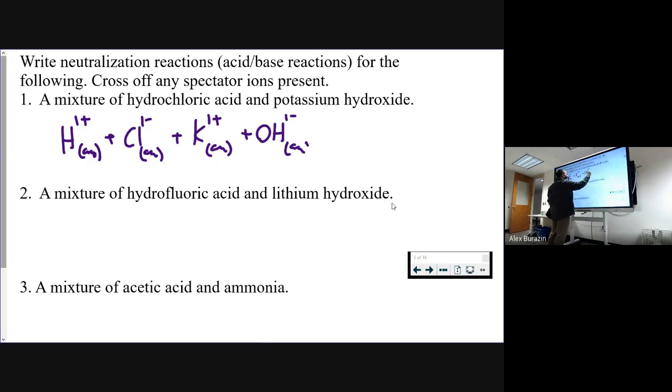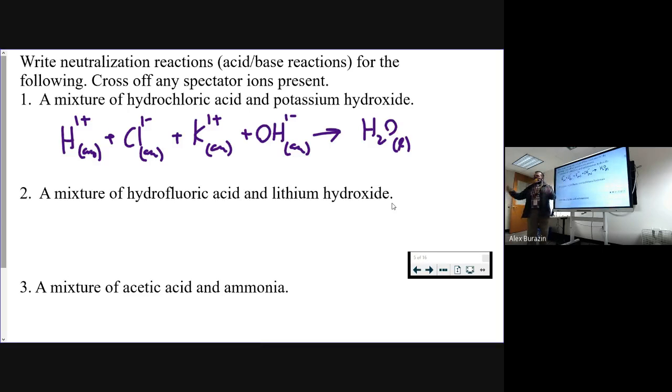Okay, here's my acid, and here's my base. Strong, strong. What happens? Well, I get some water, because the H and the OH make water. And I get some salt. The salt is going to be the combination of the other cation and anion from your acid and base. So the salt here is going to be potassium chloride.